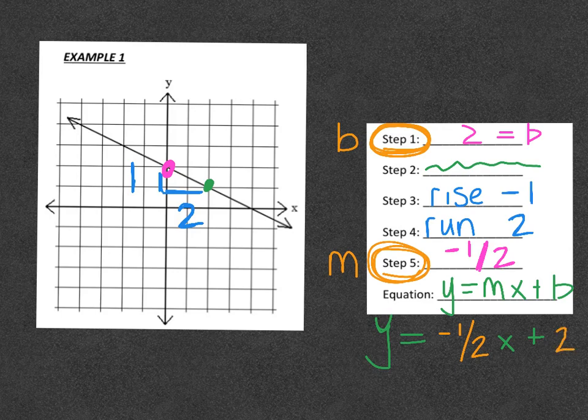Now that I put those together, this is my equation. Y equals negative 1/2 x plus 2. All I've done was substitute out my number for step 5 for the m and step 1 for the b. And that is your final answer. Y equals negative 1/2 x plus 2.